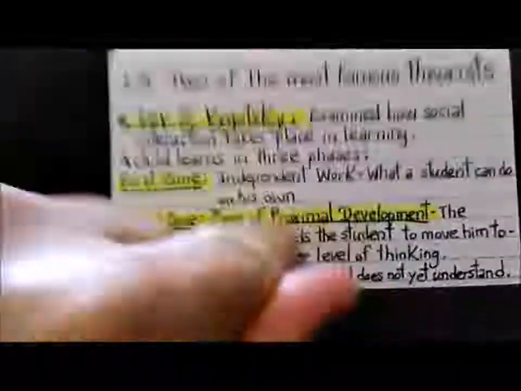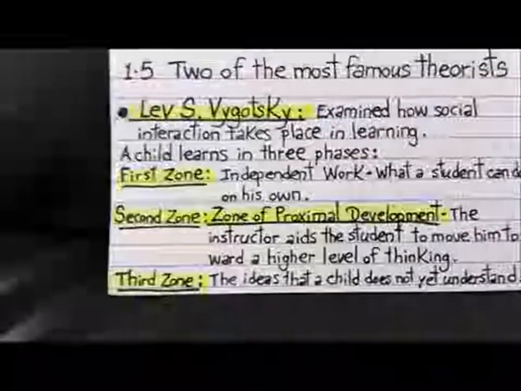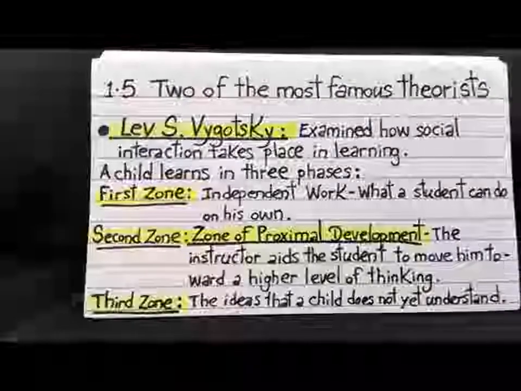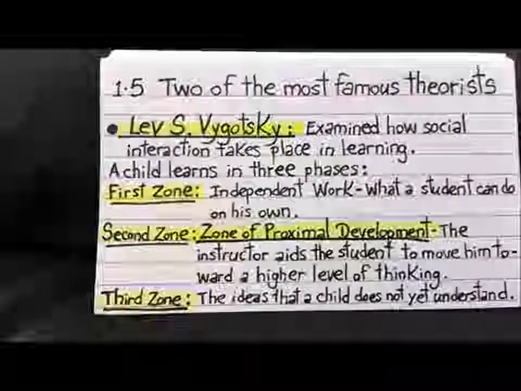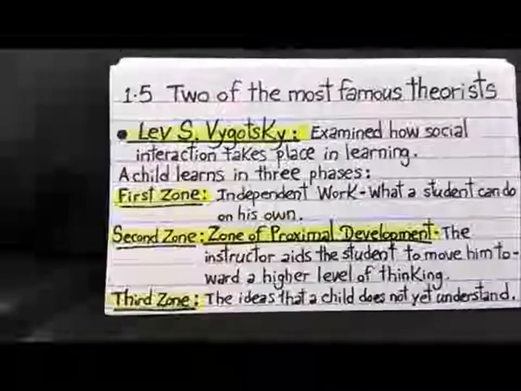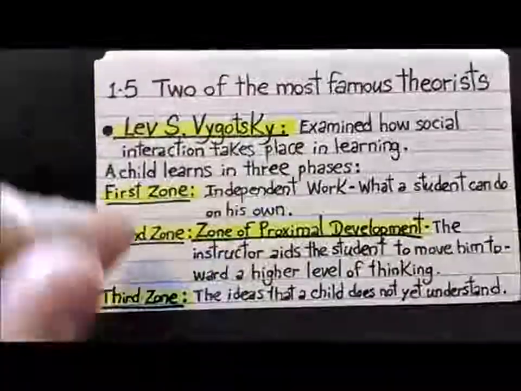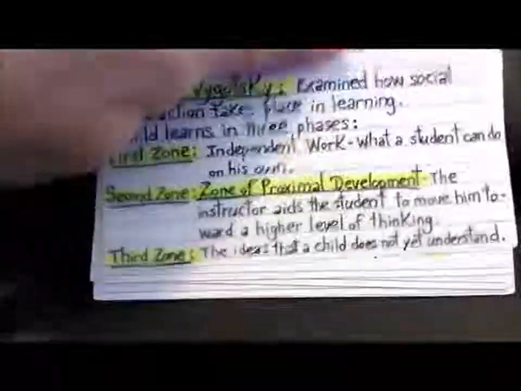The second, and this one is important, the zone of proximal development. The instructor aids the student to move him toward a higher level of thinking. And the third zone is the ideas that a child does not yet understand, but Lev Vygotsky is most famous for this one, the zone of proximal development.